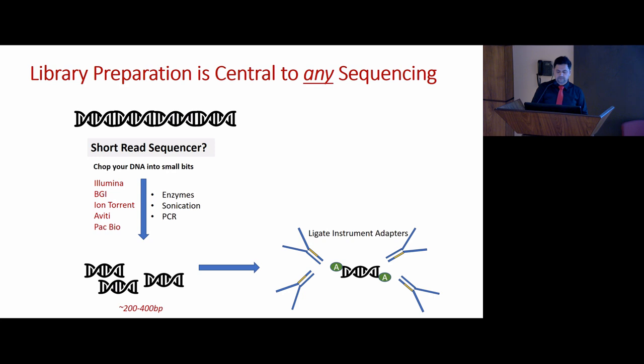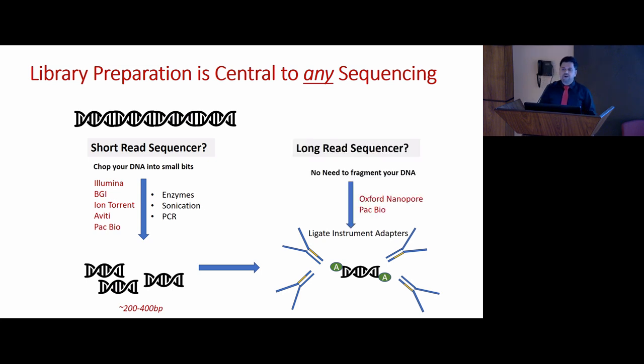Then you ligate the instrument adapters to it. Now these adapters are specific to that instrument. So Illumina has their own, BGI, Ion Torrent, Avity, everything has their own instruments. If you have a long read sequencer, you are trying to get the largest contig possible and you don't want to have any shearing. So if you are specifically looking for Oxford Nanopore, if you are going to do Promethion sequencing or something where you are looking at large deletions, then you don't need any of this.